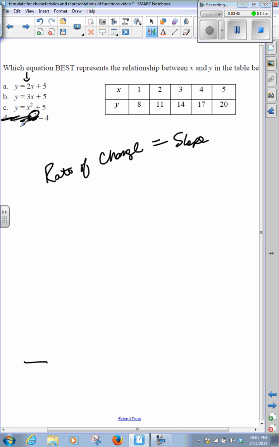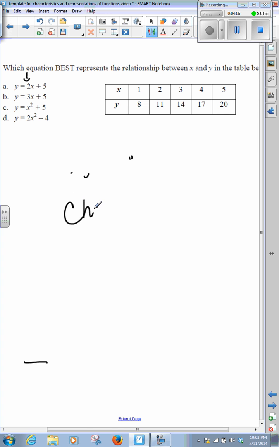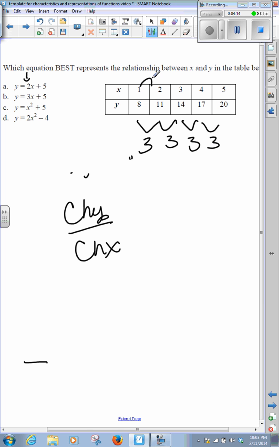Actually, let me show you really quickly before I rule that one out. D is not going to be right. So I'm going to find my rate of change. Remember that our rate of change is our change in our y values over our change in our x values. So this is going up by 3, 3, 3, and 3. This is going up by 1, 1, 1, and 1. So I can tell I've got a constant rate of change because it's always 3 over 1, because remember it's my change in y over my change in x, and it's the same all the way across.